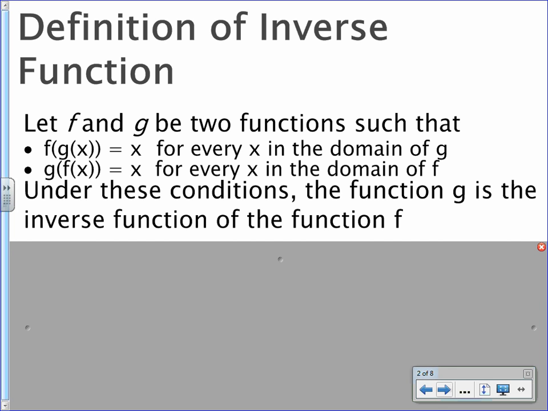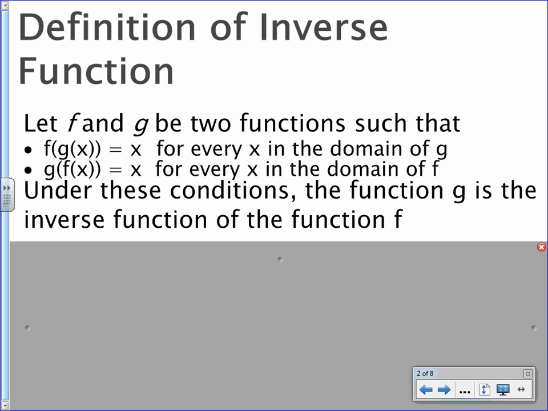Now it does say for every domain. We'll talk about why the domain is specific. When we do this algebraically, there are a couple of times where we have to restrict a domain, so we still have a function when we make it an inverse. But we'll worry about that in a little bit.